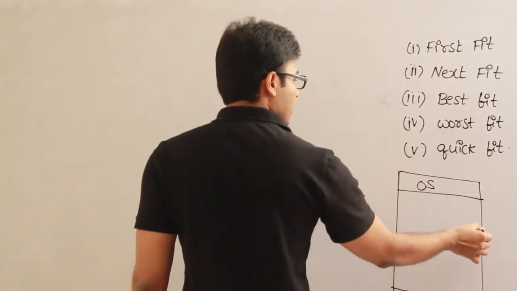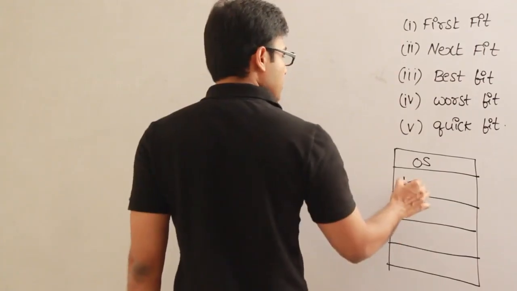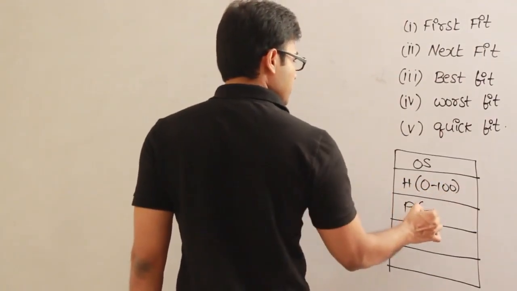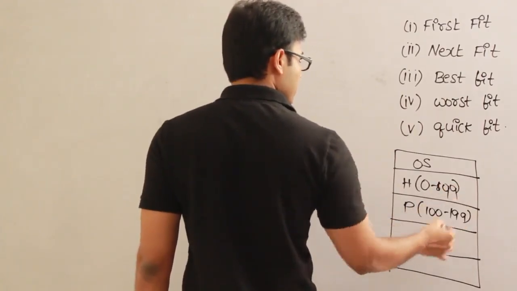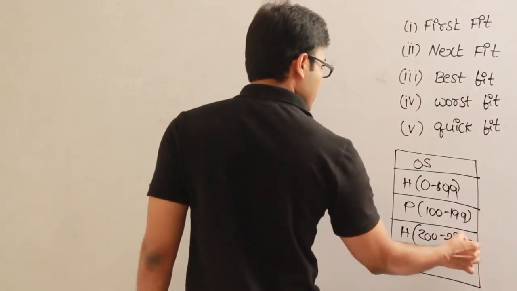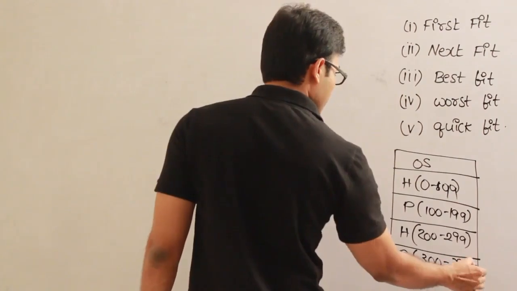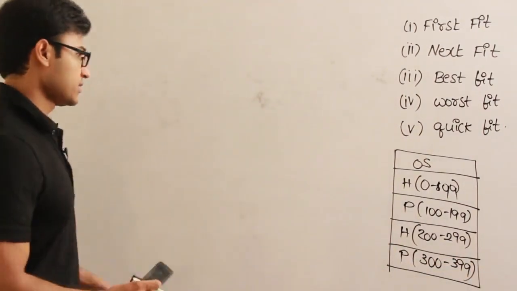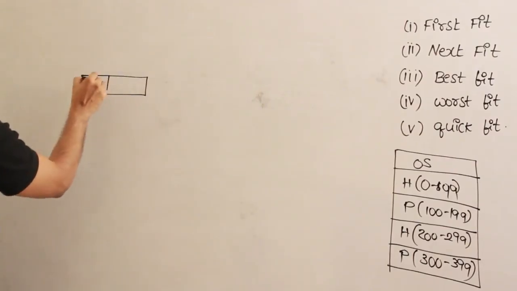operating system, and then there are four blocks. One block is a hole and its address is 0 to 99, and the other block is a process, its address is 100 to 199. The other block is a hole, address is 200 to 299, and the other is a process, address is 300 to 399, right? And this is the organization I had. So there are two holes and two processes, and if you look at the linked list for this representation, it will look like this, right?